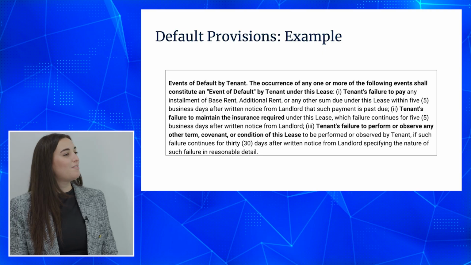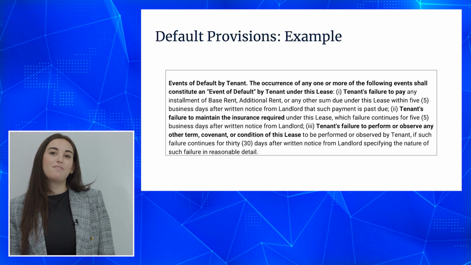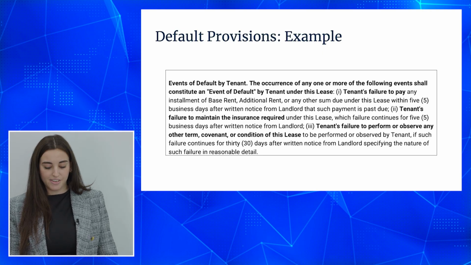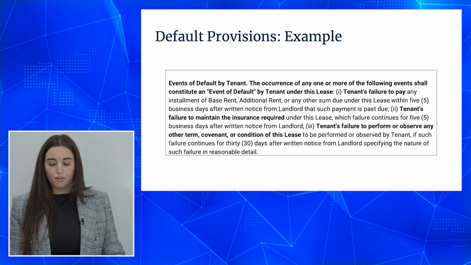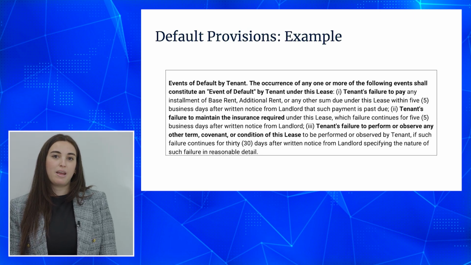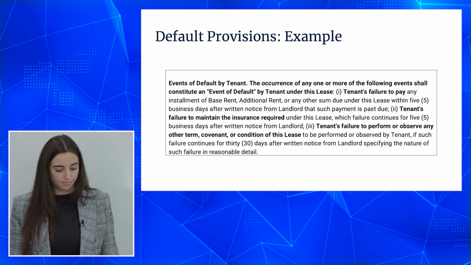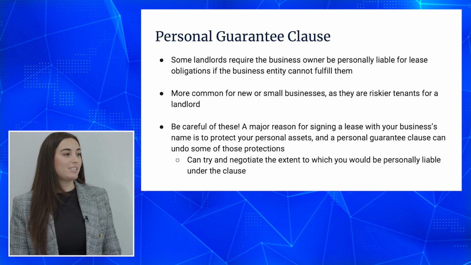Here we have an example of a default provision, which defines many of the aforementioned examples as defaults under the lease, and it also includes a catch-all provision at the end for any other lease obligations that a tenant may fail to carry out. Next is a personal guarantee clause.